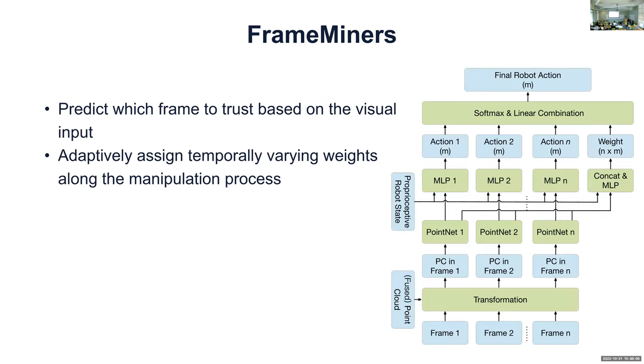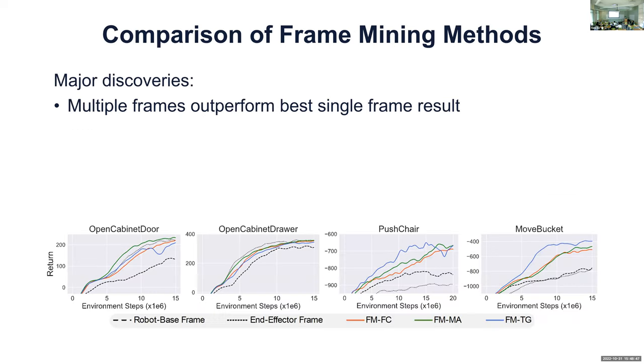We actually propose a method called FrameMiner. We try a number of different schemes, like a transformer-based approach, a mixture-of-experts-based approach, and some feature fusing approaches. We transform the point cloud into different frames, make decisions in each frame, and combine them, which adaptively assigns temporally varying weights to the decisions from different frames along the manipulation process. We find that this idea of adaptively choosing the correct frame along the manipulation process is the best strategy. If you look at the curves, we tried three ways to adaptively select the frame against the baseline.